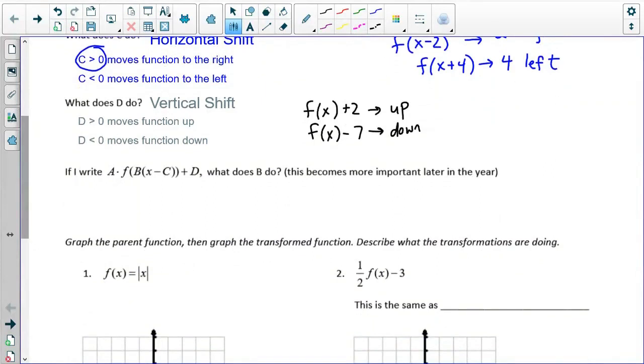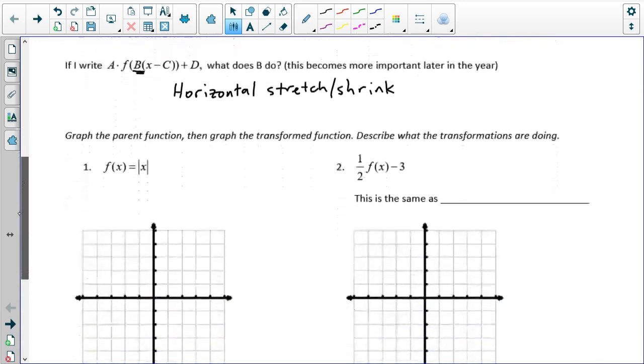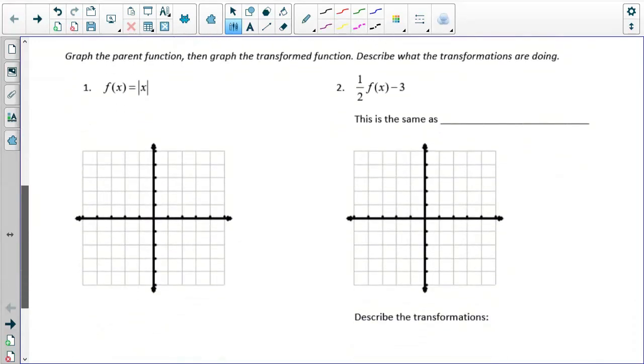Finally, this b value is a horizontal stretch or shrink, but we're not going to spend too much time on that right now. So just be aware that that's coming later in the year. The first thing we're going to do in these examples is graph the parent function, and then we will graph the transformed function and describe what happens.